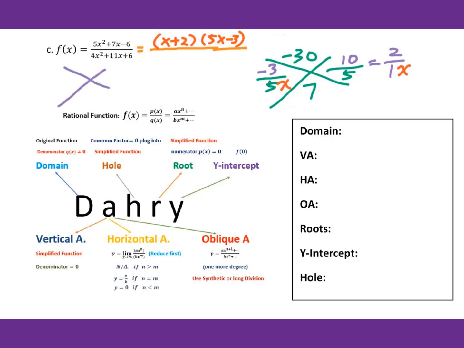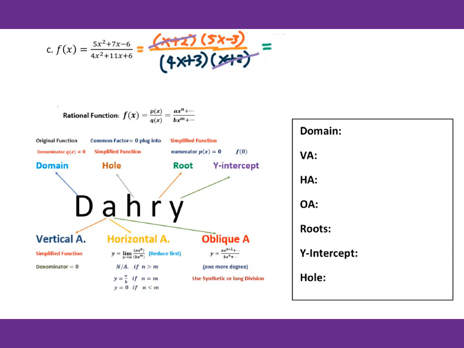For the denominator, 24 over 4 over 4, you have 11. So you get 3, 8. Reduce 2, here's 1. Then put the x over here. You will get 4x plus 3, x plus 2. Then reduce. We'll get the simplified rational function that is 5x minus 3 over 4x plus 3.